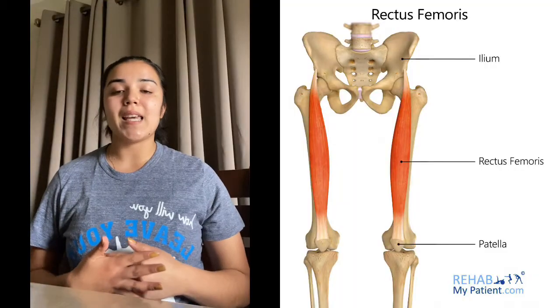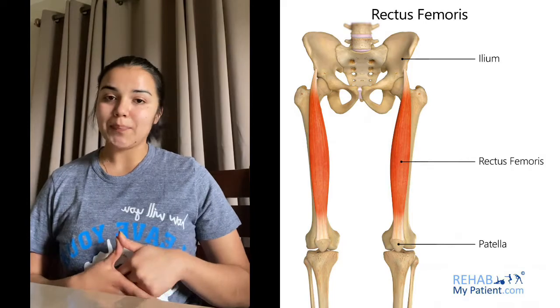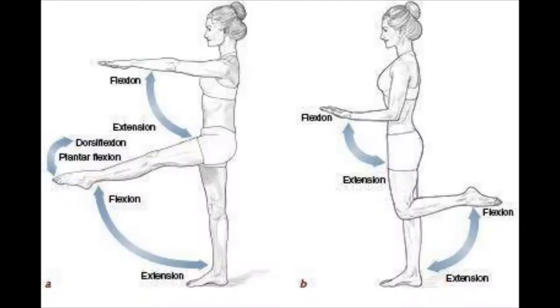Now let's talk about where the rectus femoris originates and inserts. The rectus femoris does originate in the ilium, and it does insert all the way down to the patella. The main movements of the rectus femoris involve flexion of the hip, extension of the knee, and the anterior pelvic rotation. Now that we know where the rectus femoris originates, inserts, and the movements that it provides, I'm going to go ahead and demonstrate each of those 3 movements.